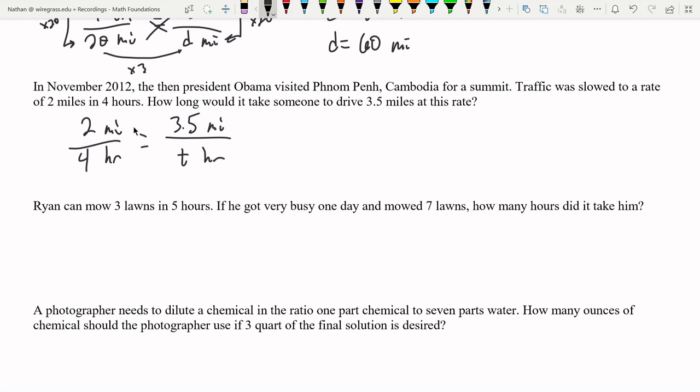Time in hours. Cross multiply and divide, I get 2T equals 4 times 3.5. Let me do that on a calculator. 14 divide by 2, and I get T equal to 7 hours. It takes 7 hours to drive 3.5 miles. I could see here actually that 2 times 2 is 4. That means 3.5 times 2 is 7. Going this way though, 2 times what is 3.5 is a little bit less clear.